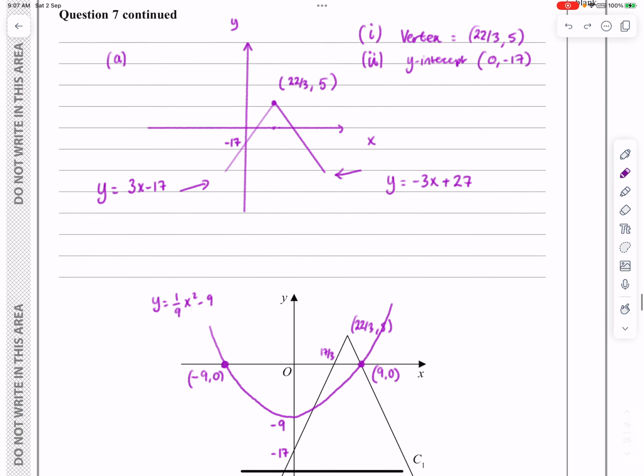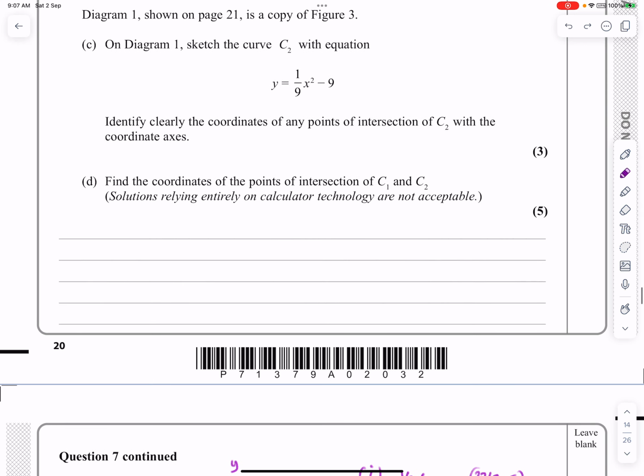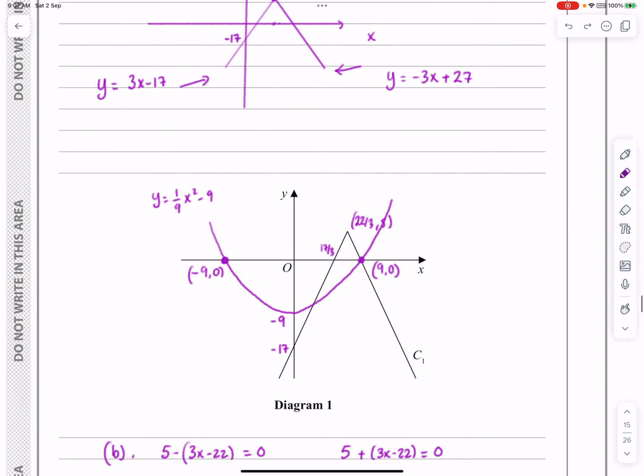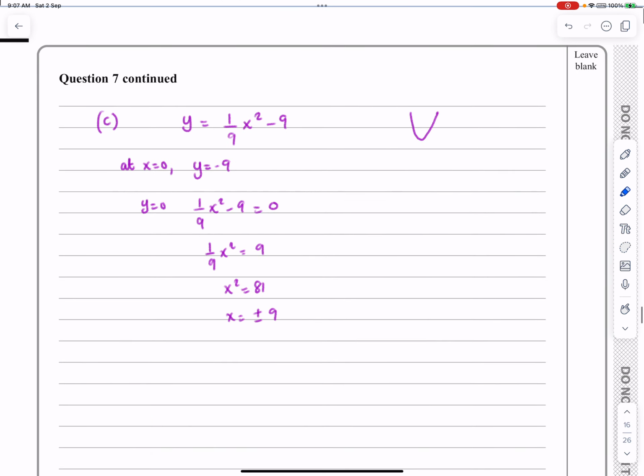And then part D says, find the coordinates of the points of intersection of the curves C1 and C2. So where do these two graphs meet? Well, that's very handy. They've done that on purpose. That's a clever question, isn't it? One of the points they meet is there, so I don't need to worry about that. It's this point here that I'm going to be interested in. So let's just go ahead and do that.